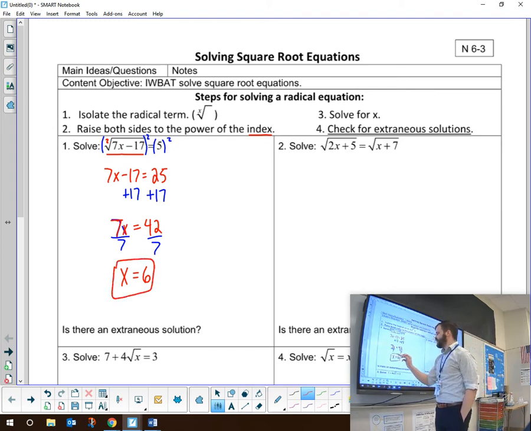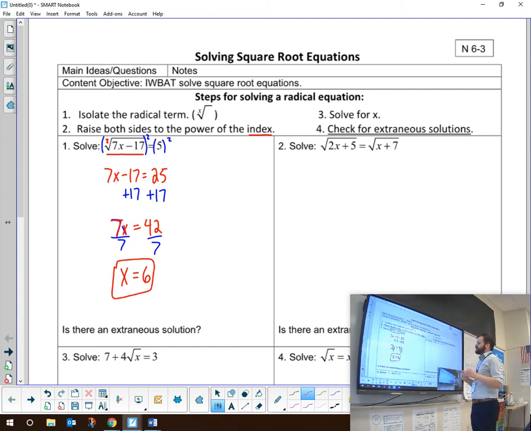That's our answer. Now, you'll notice this down here. Is there any extraneous solution? Well, we need to check for extraneous solutions. Extraneous solutions can pop up in a square root because it's just one of those things where it can look like an answer, but it's not actually.